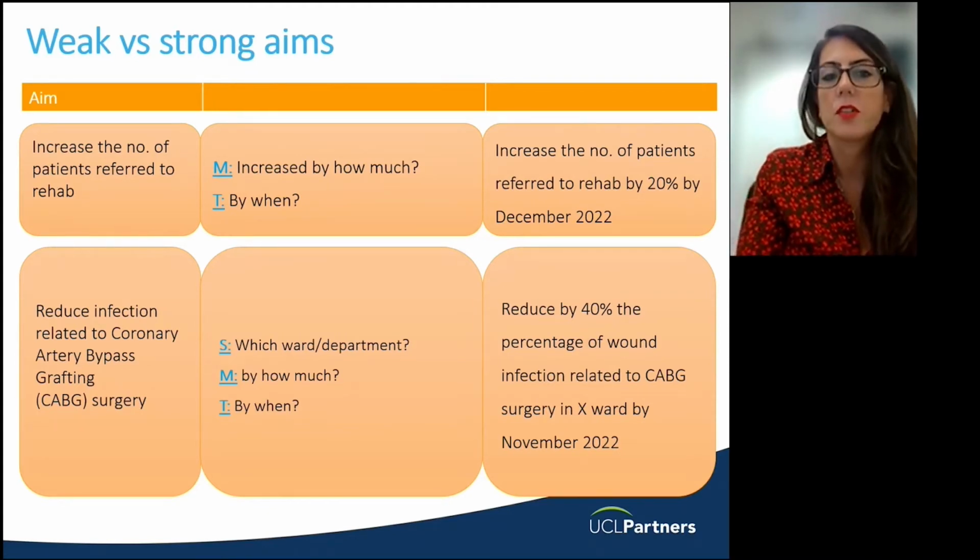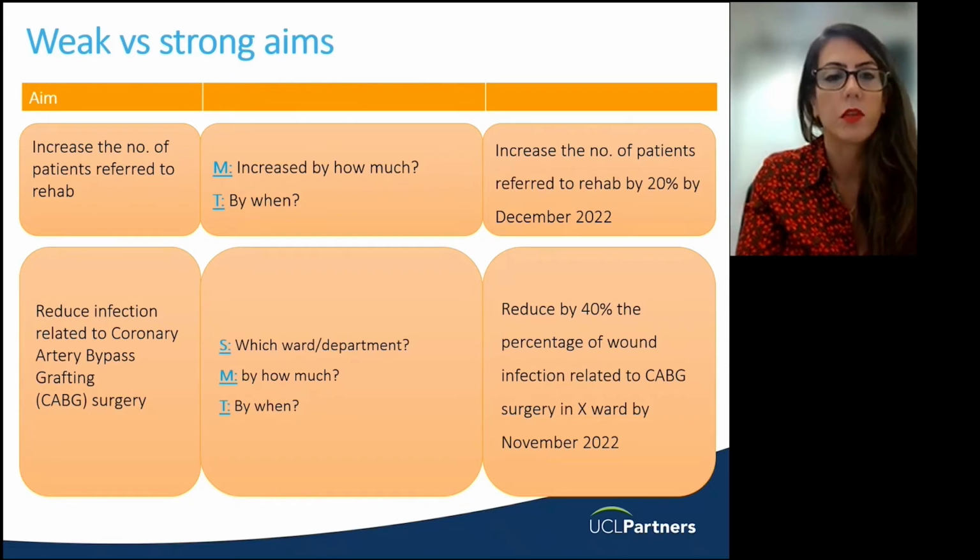So we could just say generally we want to increase the number of patients referred to rehab from our hospital. But the question would still be left as to, well, increase by how much? How are we going to measure that? How are we going to know that we've done that? And also timeliness, by when? So is that in the next 3 months, the next 5 years, over how long? And when are we going to look back and say we've either done it or we haven't?